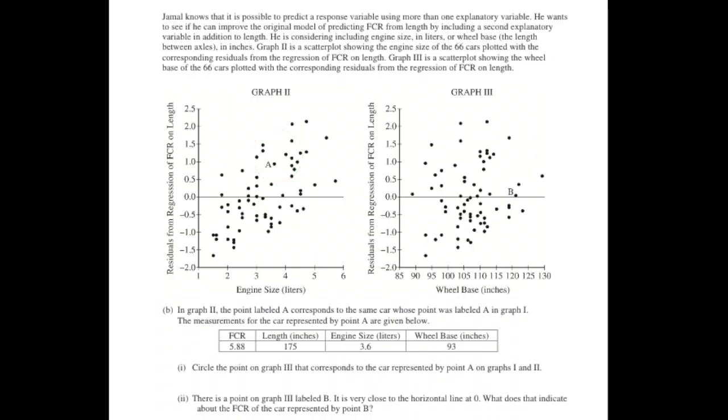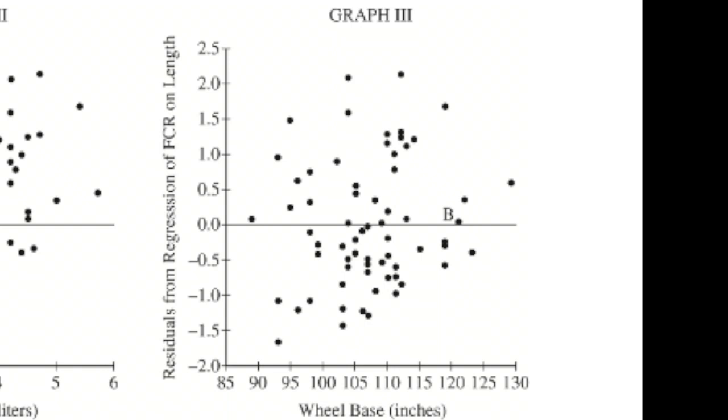There is a point on Graph 3 labeled B. It is very close to the horizontal line at 0. What does that indicate about the FCR of the car represented by point B? So on Graph 3, we can see that point B is very close to the x-axis, and this means that the residual of point B is approximately 0. So the FCR predicted by the linear regression line for car B's length is almost exactly the same as the actual FCR.